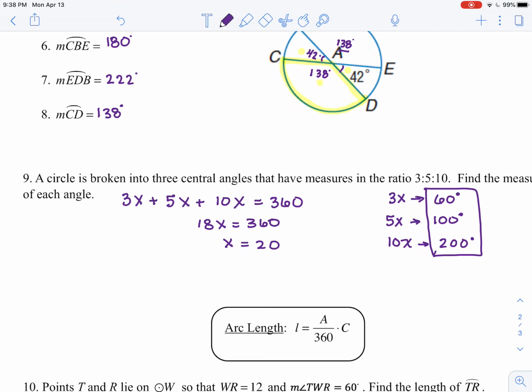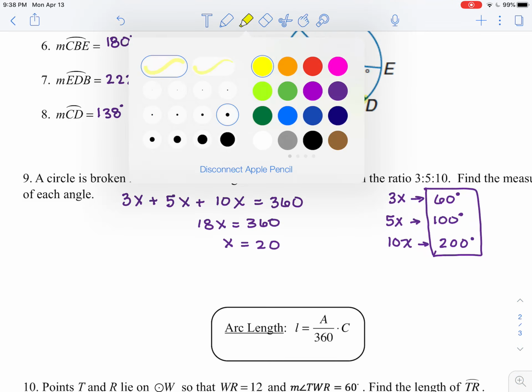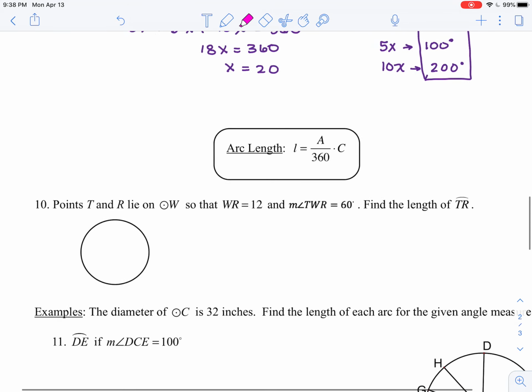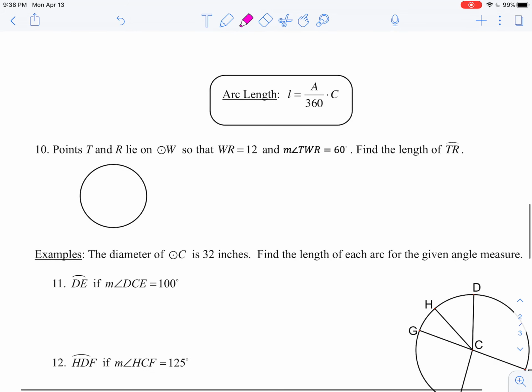So as I mentioned, there are 2 different ways to measure arcs. One is its measure in degrees, and then the second is its length. Arc length is the distance around a circle, but not the entire way around, just the portion that's contained by your arc. So imagine if you were going to walk around a circular track, but you stop halfway or you stop 3/4 of the way. We're figuring out how far you would walk.